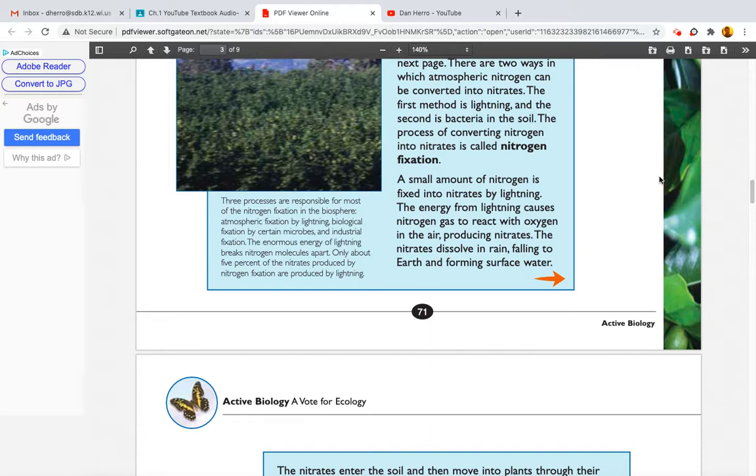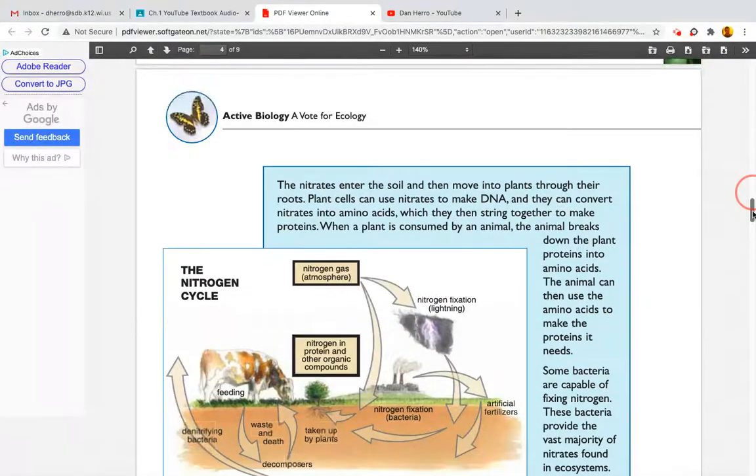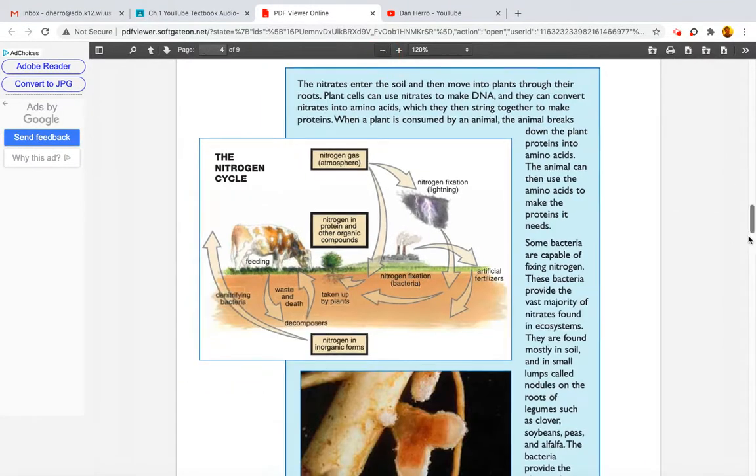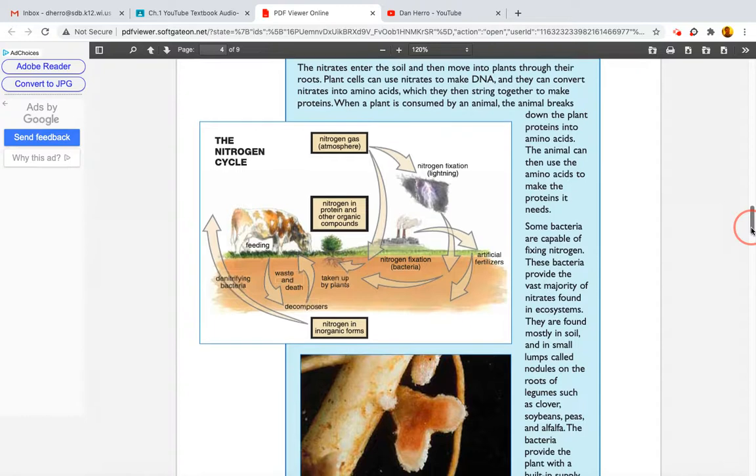The nitrates dissolve in rain, falling to earth and forming surface water. All right, let me zoom out a little bit so we can see more. The nitrates enter the soil and then move into plants through their roots.